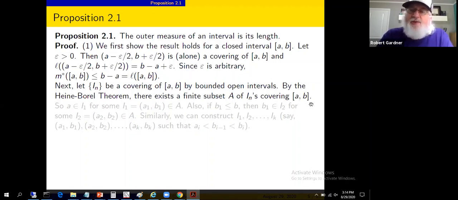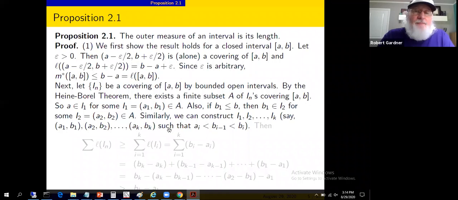Okay, so we got a finite collection of these I sub n's. What we're going to do is cover a, and then we'll see that there's some overlap with another interval that covers a little bit more, and another interval that covers a little bit more, and eventually we must reach point b. The finiteness is necessary for that. More specifically, a, the left-hand endpoint of this interval, has got to be in one of these I sub n's, denoted I sub 1. So say a is in I sub 1, one of those bounded open intervals. Then I sub 1 is, say, of the form a sub 1 to b sub 1. a is somewhere in there.